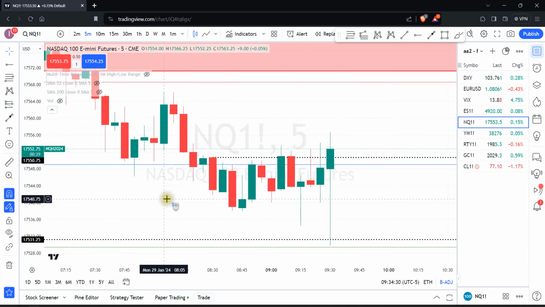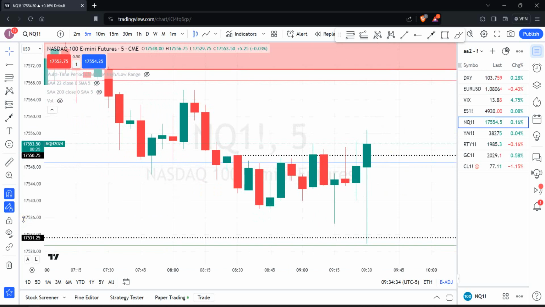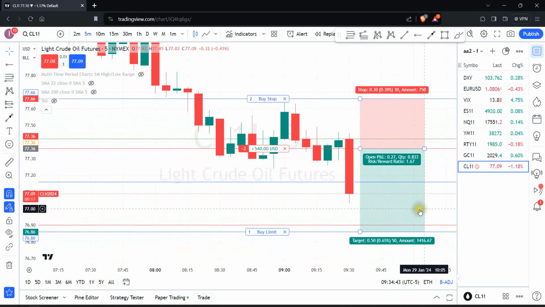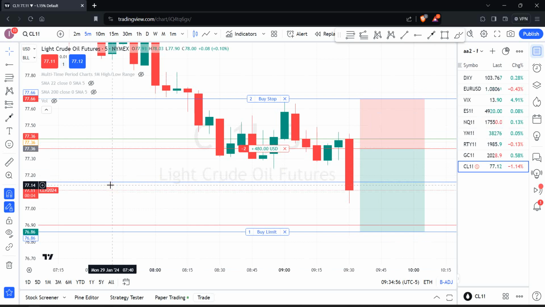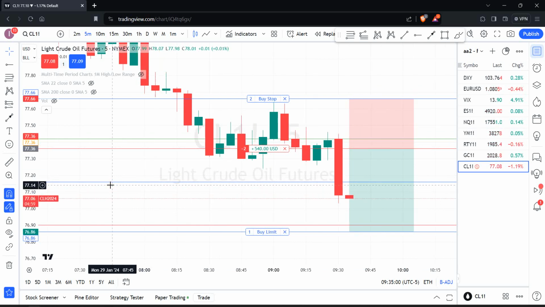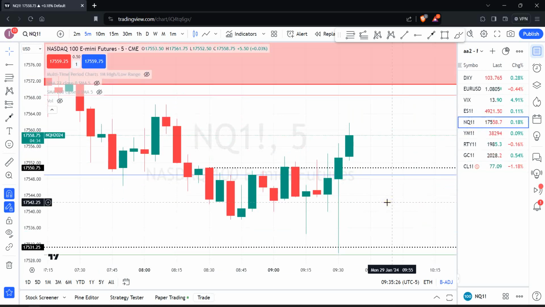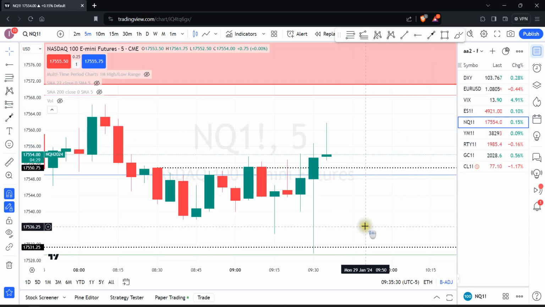I'm going to be more stringent here. I'm only going to go long if we see a red candle sign being taken out. That's all we're doing. So, oil still there. Be patient and see what we get. Q. This is already the second candle. You can see it's taking out the high. Not taking that.